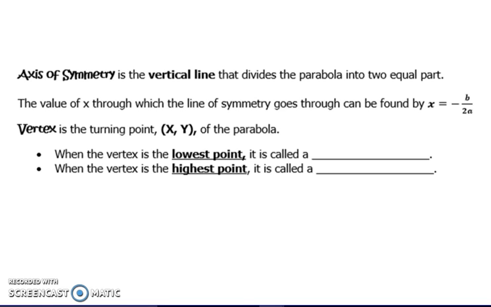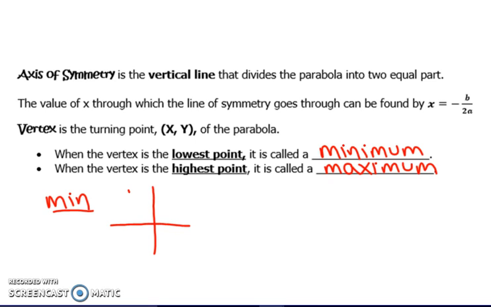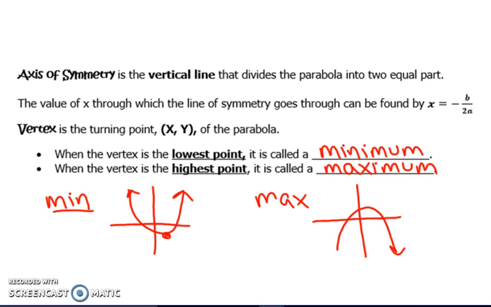If we have a vertex that is the lowest point, it is called a minimum. If the vertex is the highest point, it is called a maximum. And those kind of go together. If you think about a minimum, that means our graph is pointing up, so my vertex is my lowest point. Where a maximum, my A is negative and it is pointing down. So we need to make sure we keep that in mind. Minimum does mean it's facing up because it's the lowest point.